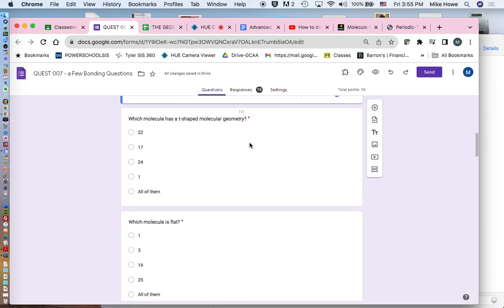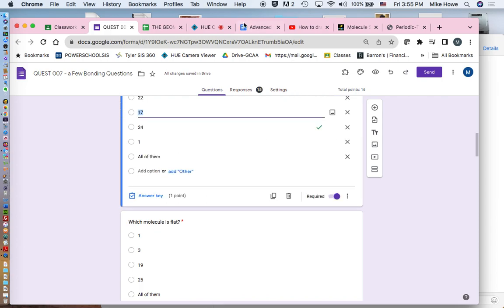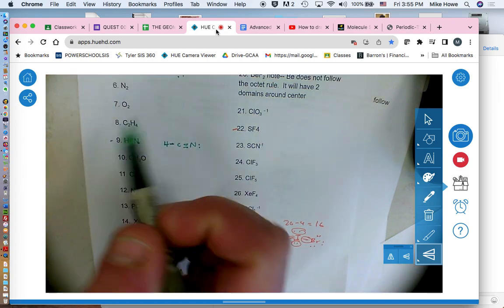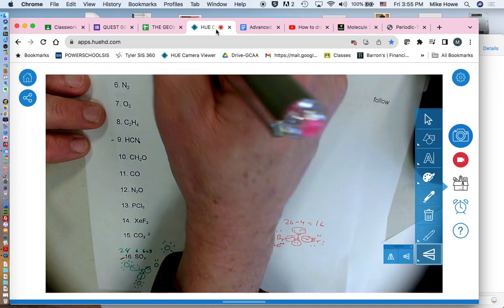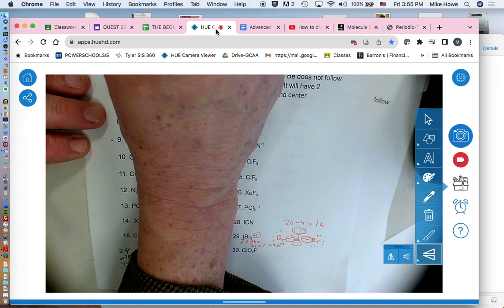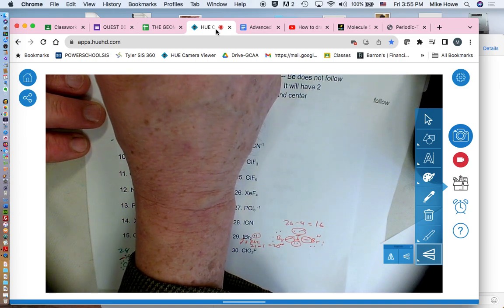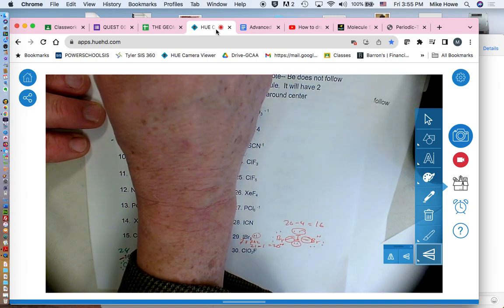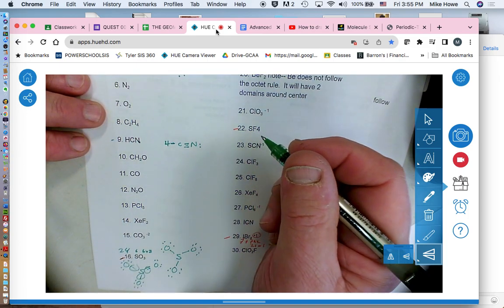Okay, this one wants to know which one's T-shaped, so we're looking at 22, 17, 24, and 1. I'll mark them over here, 22, 17, 24, and 1. So if you draw number 1, it's going to look like number 4. You might remember drawing that in class, so I'll just do this real quick. That's what its dot diagram will look like.